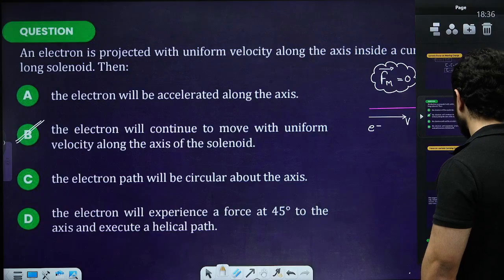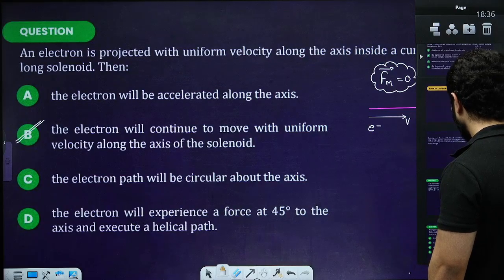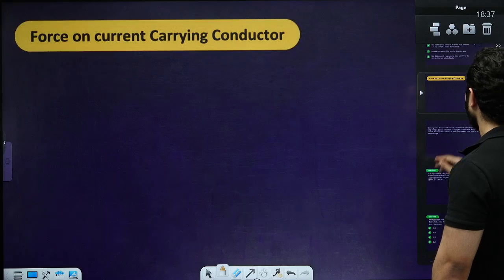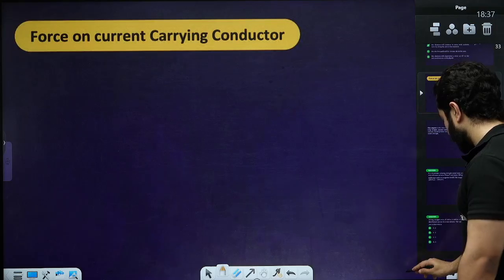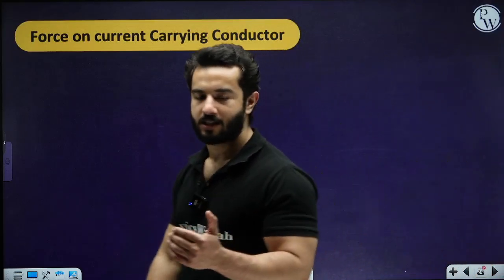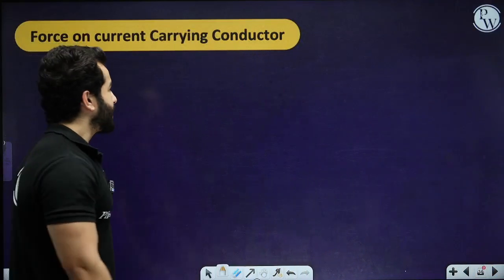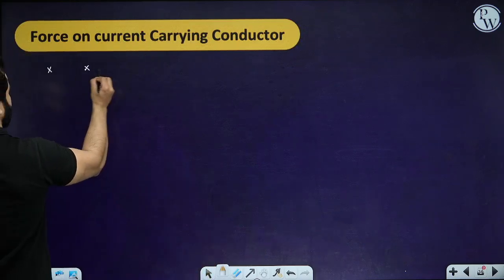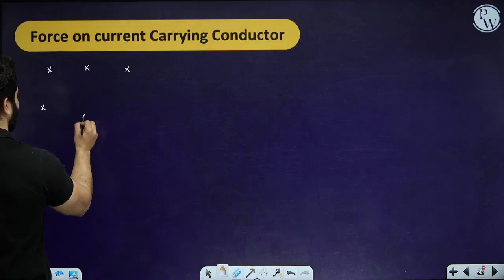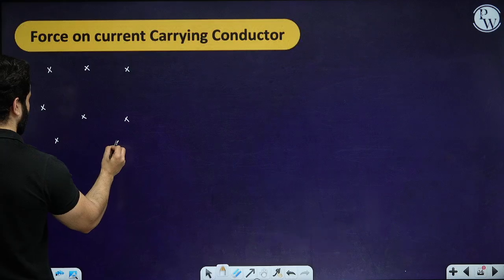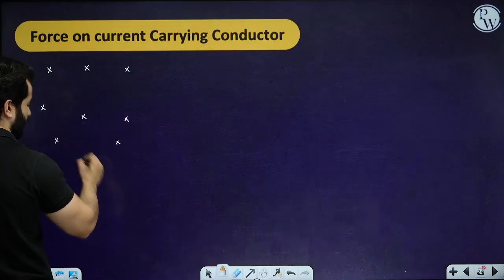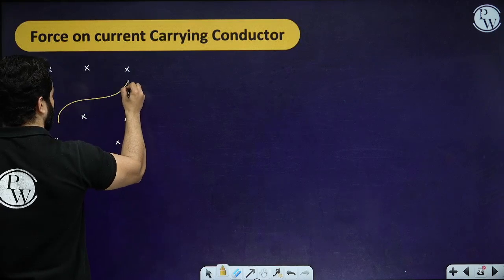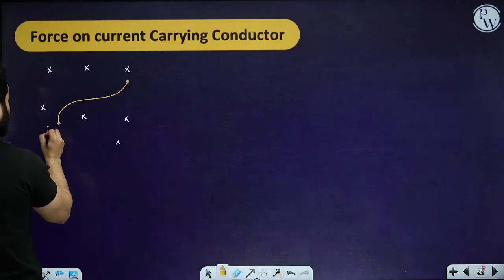Now we have got something which is actually a very important thing, which is force on a current carrying conductor. I have got some more questions, don't worry, we'll solve some more questions, but let's also complete this particular topic. See, if I have got a current carrying conductor in a magnetic field, let's suppose this magnetic field is, by the way, uniform. And let's suppose I've got a wire something like this from point A to point B.